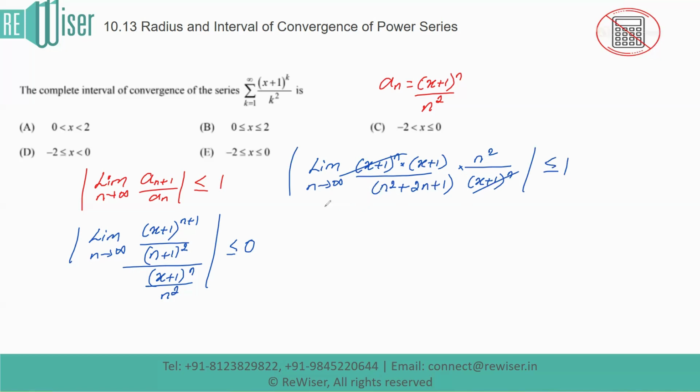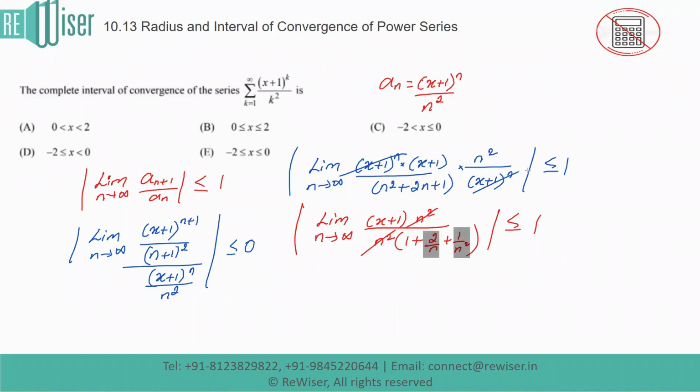Now in the denominator, I'm going to take n squared common, not n. So I'll be getting (x+1) times n squared divided by n squared times (1 plus 2 over n plus 1 over n squared). The n squared and n squared get cancelled out. Now if I apply infinity, all these terms will become 0, because 1 over any large number is always 0. So we will just get the absolute value of x+1 is less than or equal to 1.